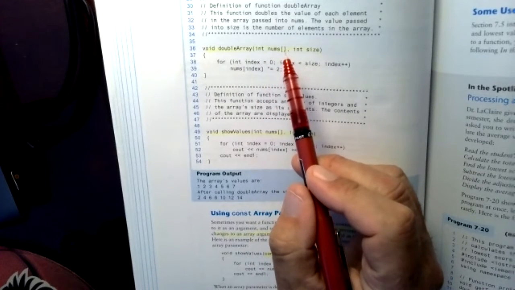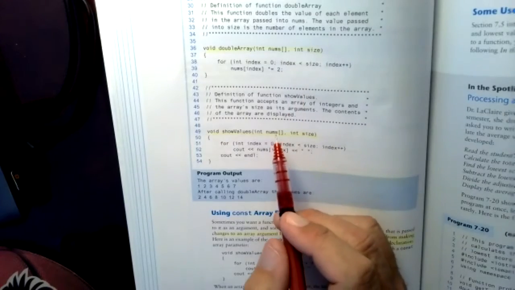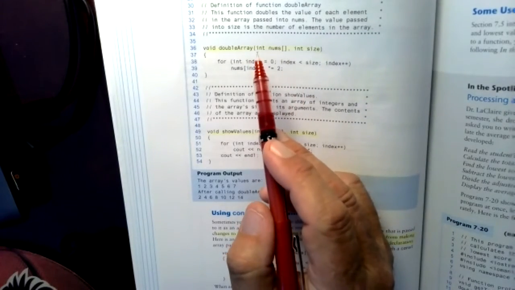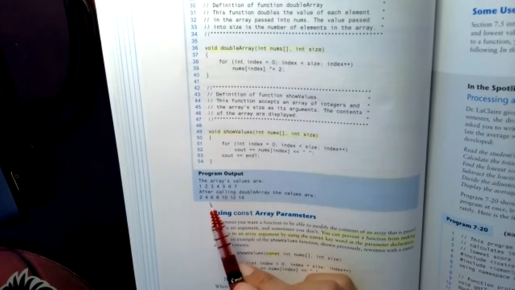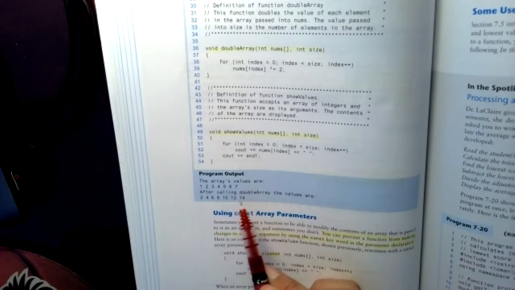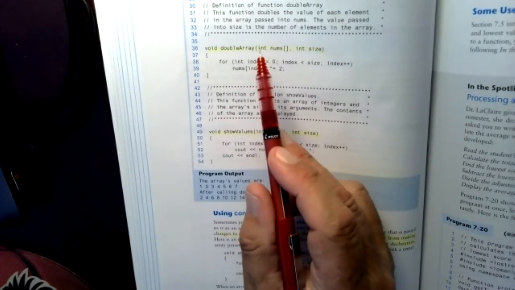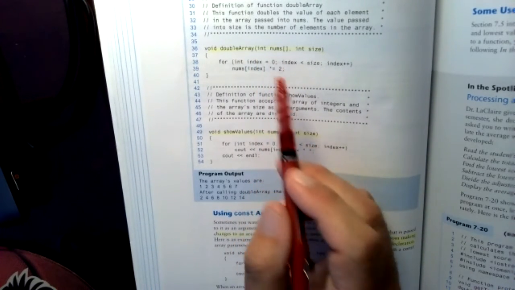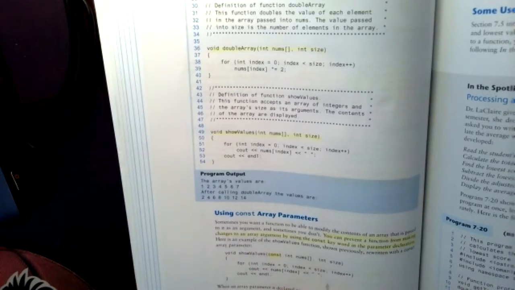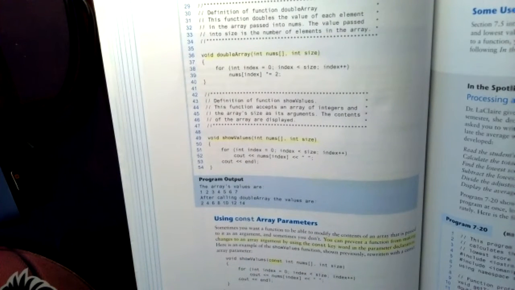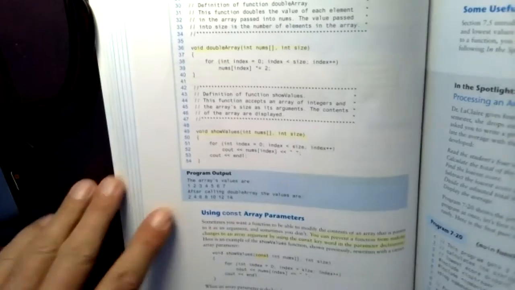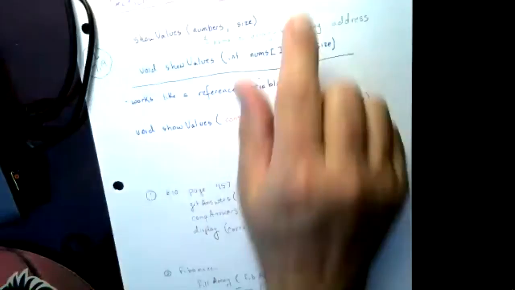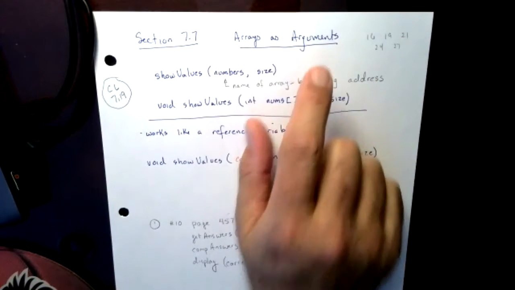When I go back, I send the address back. And if I would have put const in here, then this list would have been my original list. It wouldn't have been anything doubling. But because I didn't, this is an array, I'm able to change multiple values, all the values in that array. Questions? Kind of simple.